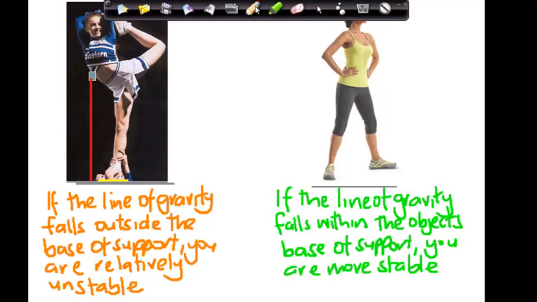okay, and as you can see here, her base of support is here. And her centre of mass is about here, so the line of gravity falls within the base of support, sorry. So that equals more stability, or increases the stability of that particular person.